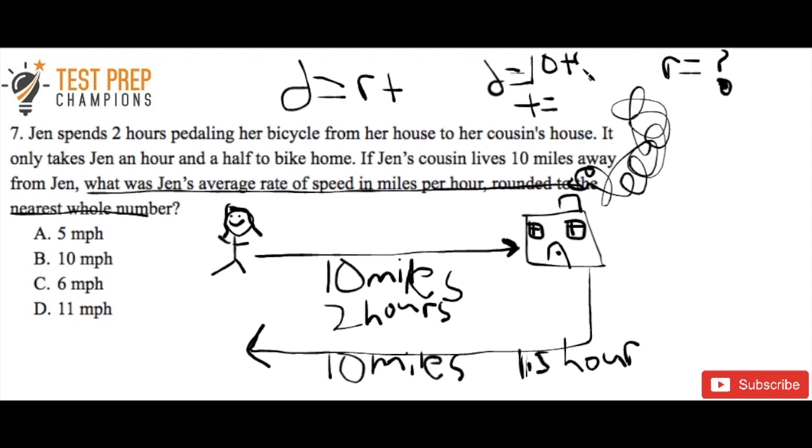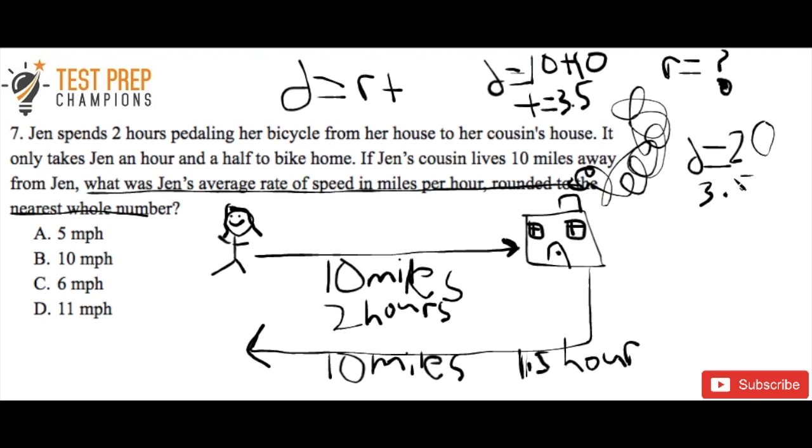Okay, so we've got this 10 plus 10. And then we also have to factor in the time. So we want to do 2 plus 1.5, which is going to give us 3.5, right? So we've got to factor in everything here. Okay, so if her cousin lives 10 miles away from Jen, what was her average rate of speed in miles per hour? And the question is asking us for the whole entire trip, not just from her house to the cousin's house or from her house back home. So that's why we have to get everything in here. So our distance is going to be equal to 20, and our time is going to be 3.5.